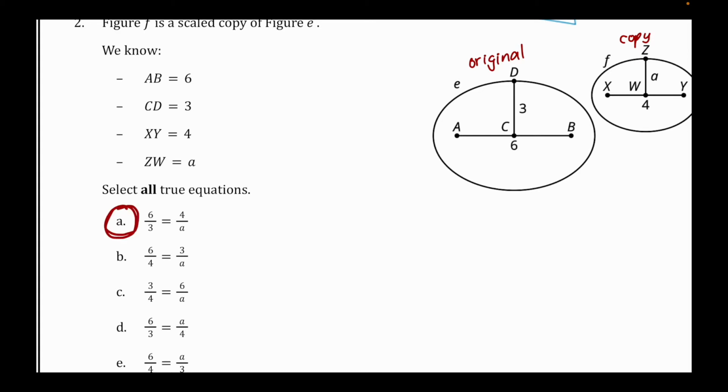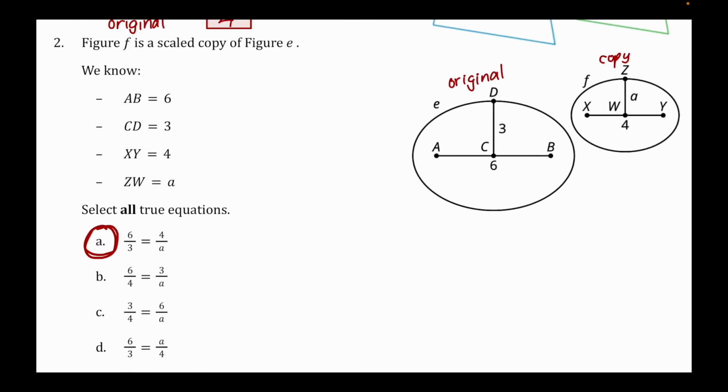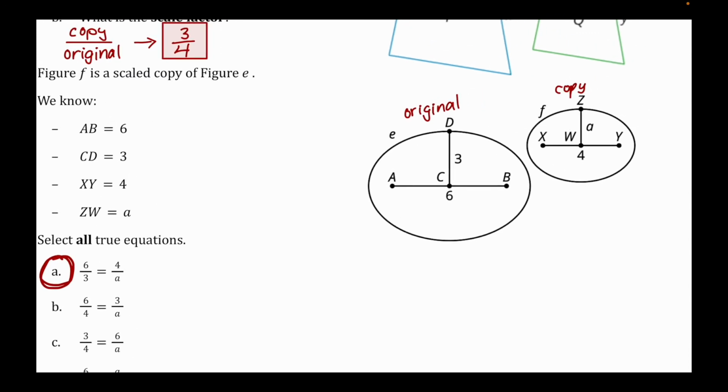But we can do this a couple different ways as long as we're being consistent. So let's look at B. They say 6 over 4 equals 3 over a. So they're saying 6 over 4 is equal to 3 over a. This is also going to be true because we're comparing the horizontal ones from the original to the copy to then the vertical ones from the original to the copy. So as long as we're doing corresponding pieces and we're going in the same order, then this is okay too.